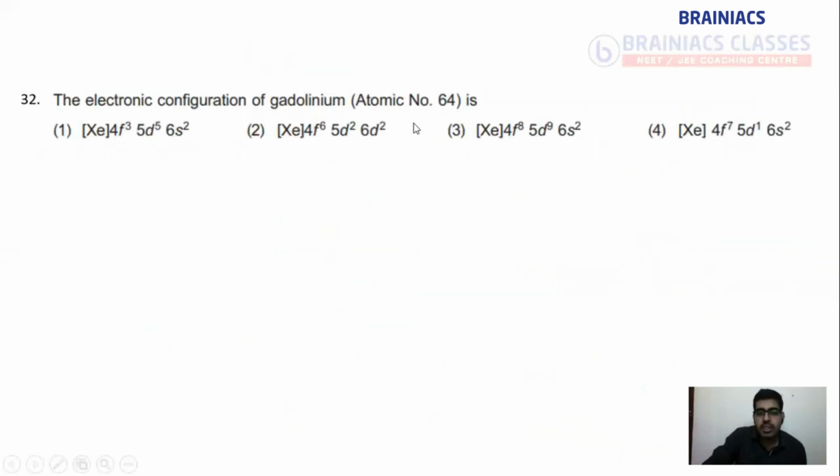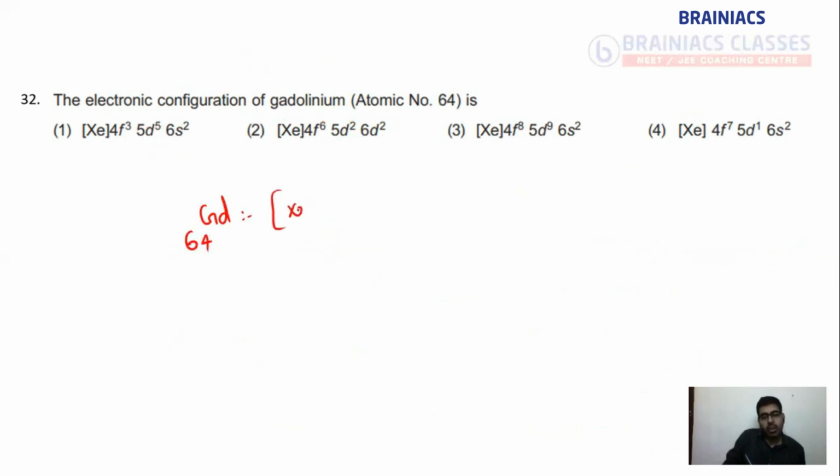Question number 64. The electronic configuration of gadolinium. Already you have studied the electronic configuration of gadolinium in the d and f block. I think you know the configuration of gadolinium. Anyway, I'll show you. Gadolinium has atomic number 64.